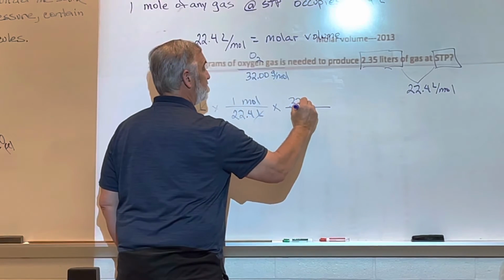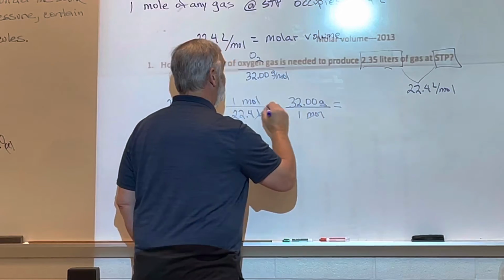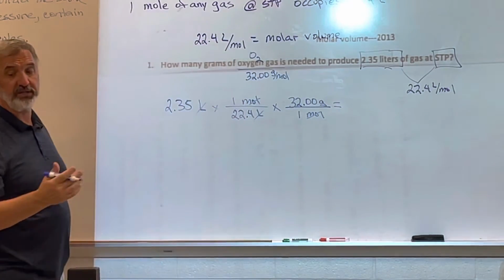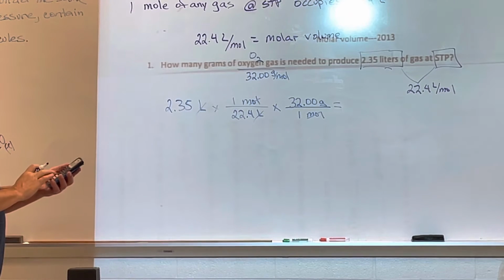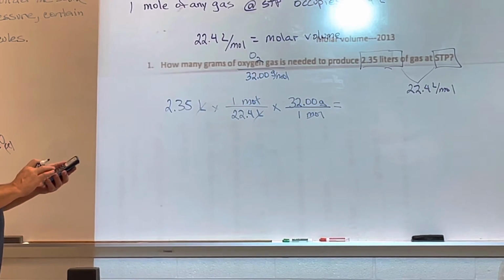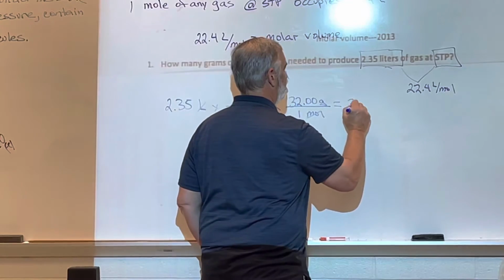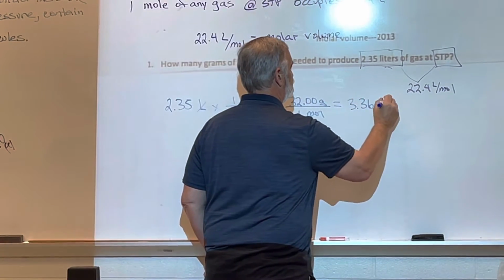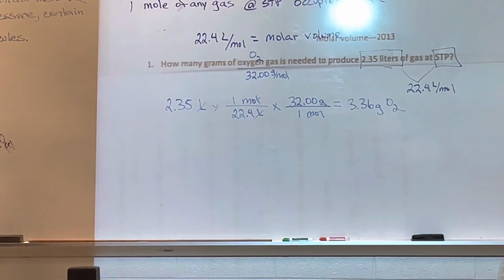32 grams over 1 mole. So now I have grams of gas, which is what I'm looking for, so I can just stick a fork in it because I'm finished. So 2.35 divided by 22.4 times 32, 3.36 grams. So these are just conversions using the 22.4.